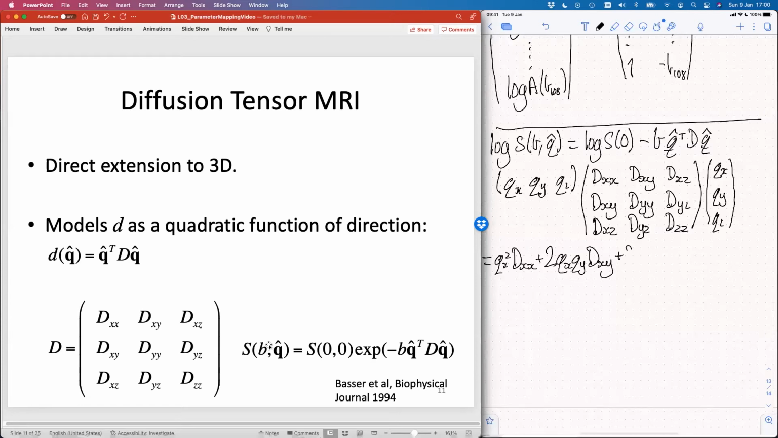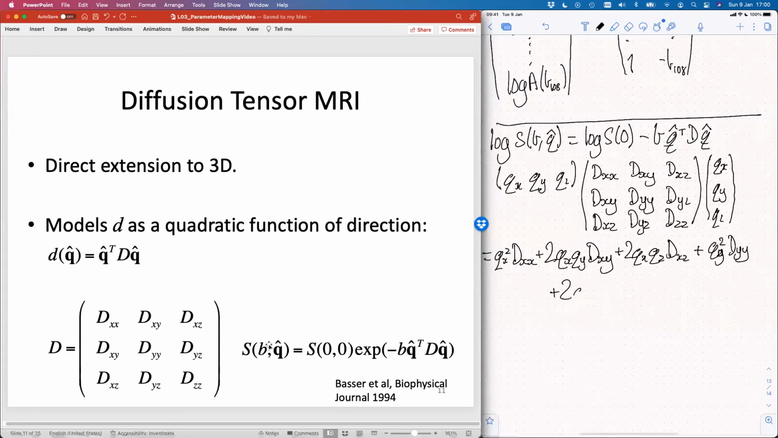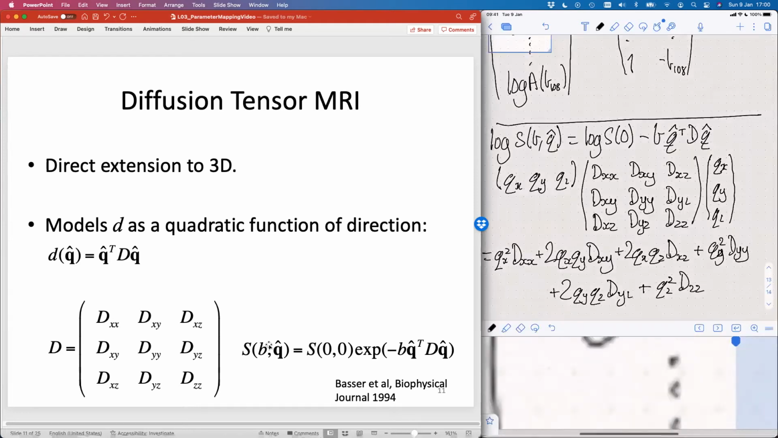plus 2 qx qz dxz plus qy squared dyy plus 2 qy qz dyz plus qz squared dzz. So that's what it expands out to.